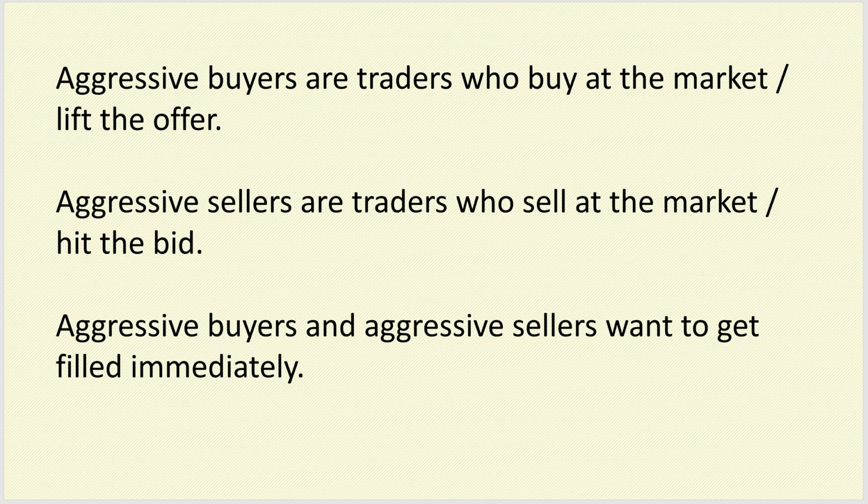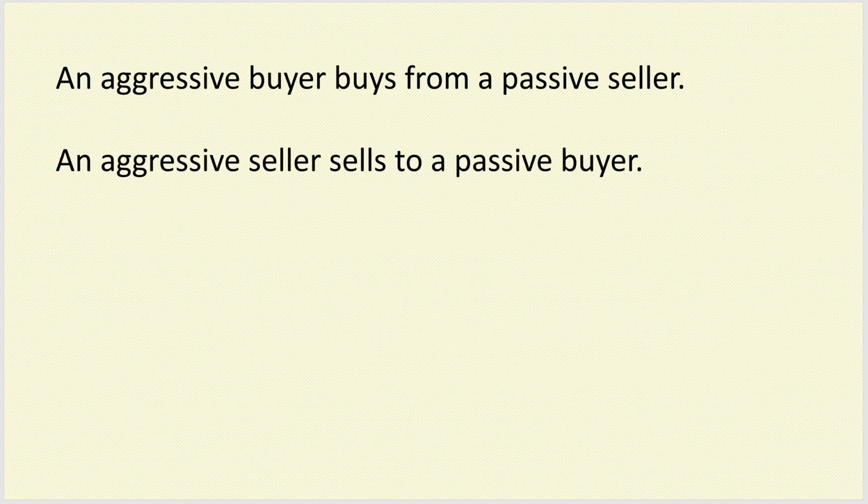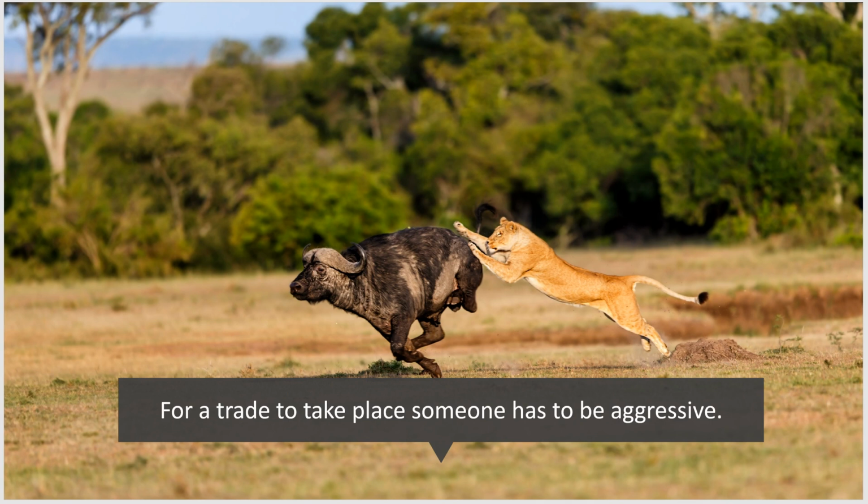And I said no trade is going to happen until one of the parties is aggressive, either the buyer or the seller, because what you have is someone sitting on the bid, someone sitting on the offer. An aggressive buyer buys from a passive seller. An aggressive seller sells to a passive buyer. And remember, for a trade to take place, someone has to be aggressive. If the lion wants to eat, he's got to get aggressive. He's got to get up off his butt and go eat that carabao. He has to go and attack, right? And that's the same thing in trading. If a trader wants to get into the market, he's got to be aggressive. He's got to put on a trade. He's got to lift the offer or hit the bid.